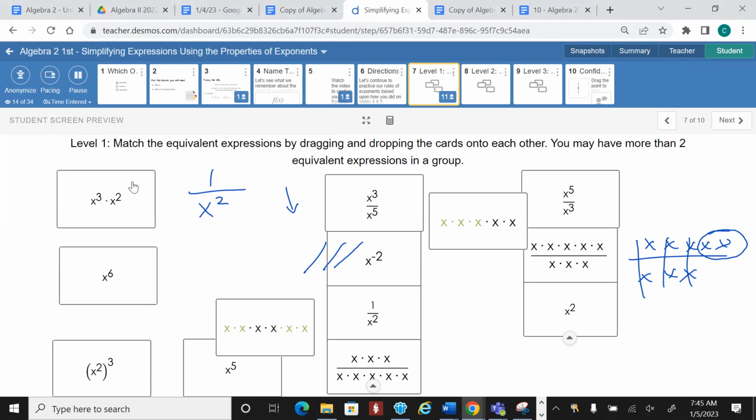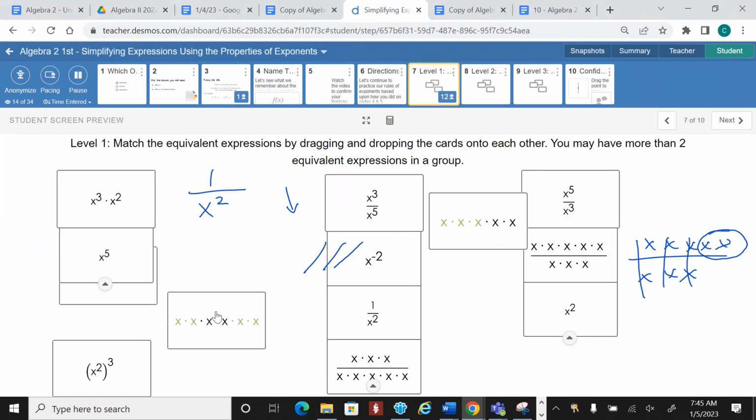On the next one, this x to the 3rd times x to the 2nd, we learned that we were going to add those exponents together. When we add those exponents together, we're going to get x to the 5th, which is the same image that's right here.